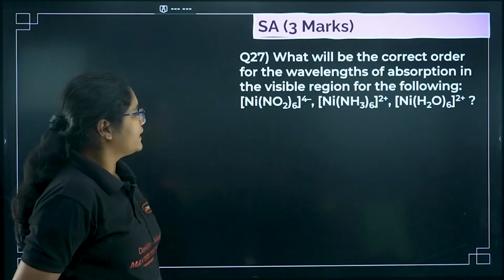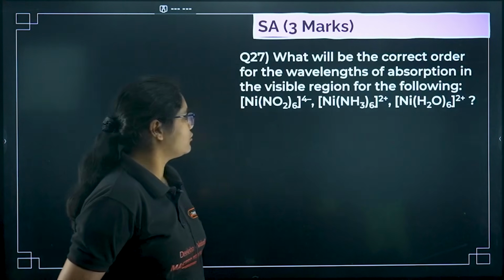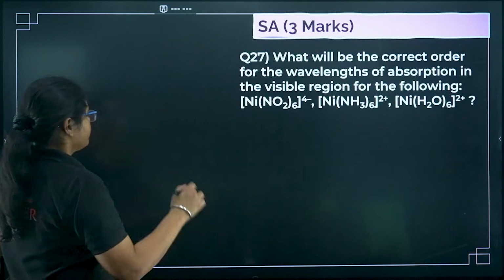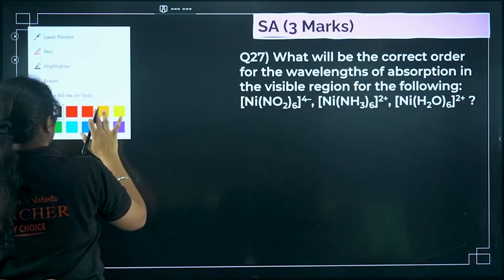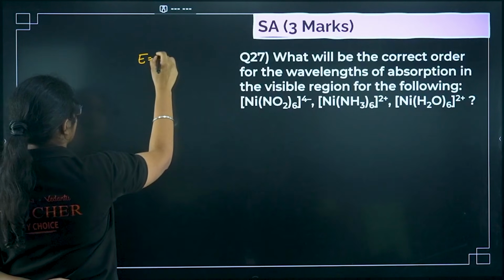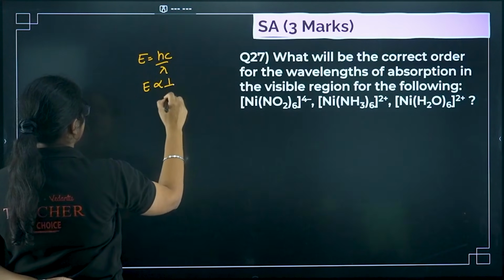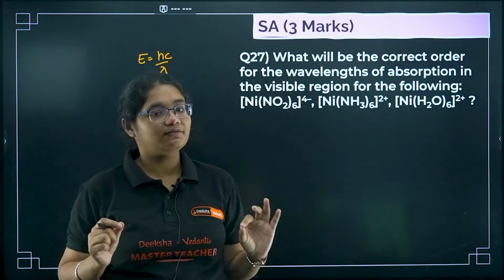Next, what will be the correct order of wavelength of absorption in the visible region for the following? The correct order of wavelength of absorption. Now here you should know that E is equal to hc by lambda, meaning E is inversely proportional to lambda. If the energy is more, then wavelength will be less.